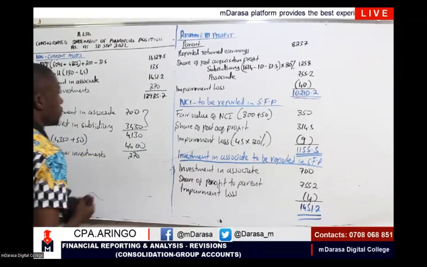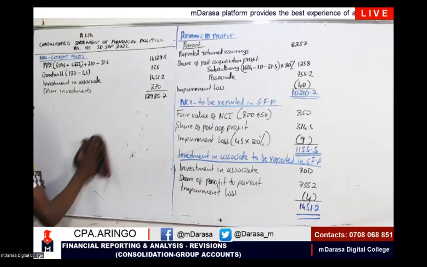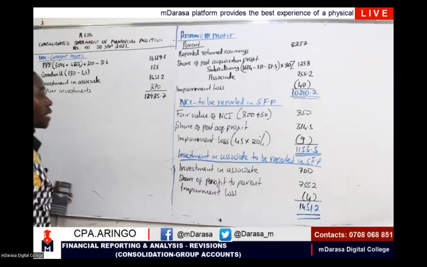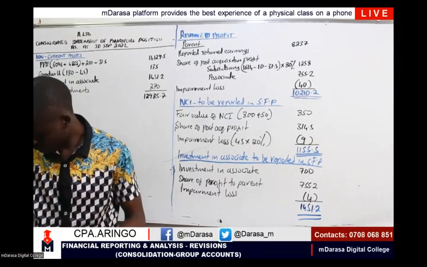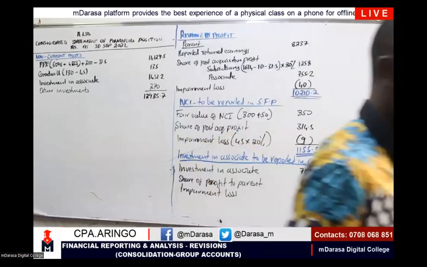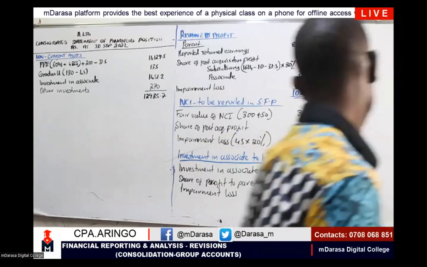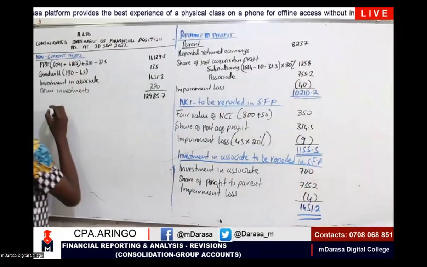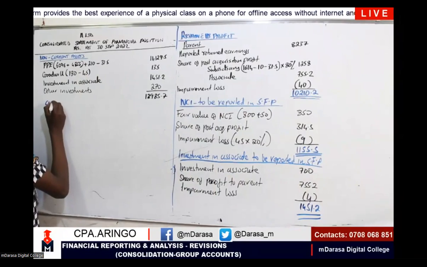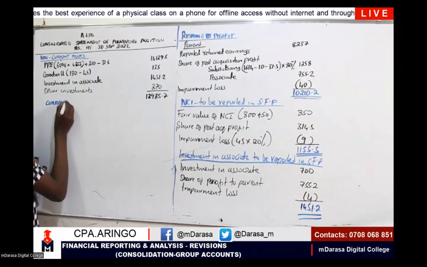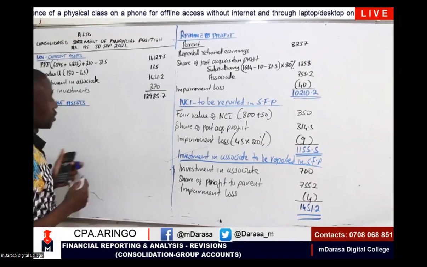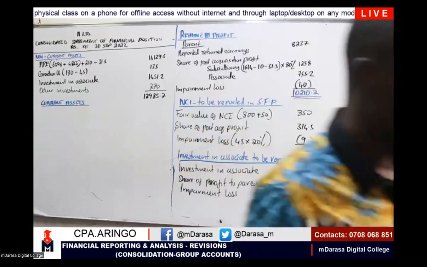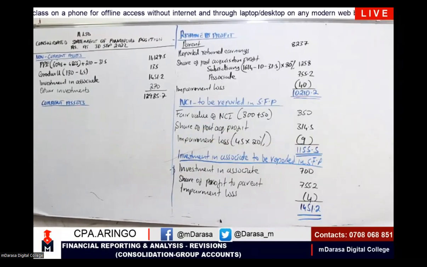Come and consider current assets. A matter of copying and pasting. What will we be having as our current assets? The same procedure. Copy paste. Current assets, same procedure. You come in, copy paste. I share the question so that you can do it together.